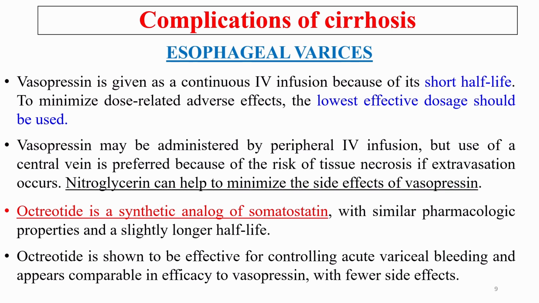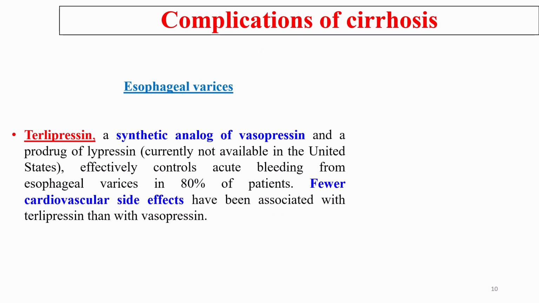If vasopressin is used, it must be given as a continuous IV infusion due to a short half-life. A central line is recommended to avoid tissue damage if it leaks outside the vein. Nitroglycerin is often co-administered to counteract vasopressin's side effects. On the other hand, octreotide is safer and easier to administer. It's now the first-line drug for managing acute variceal bleeding.